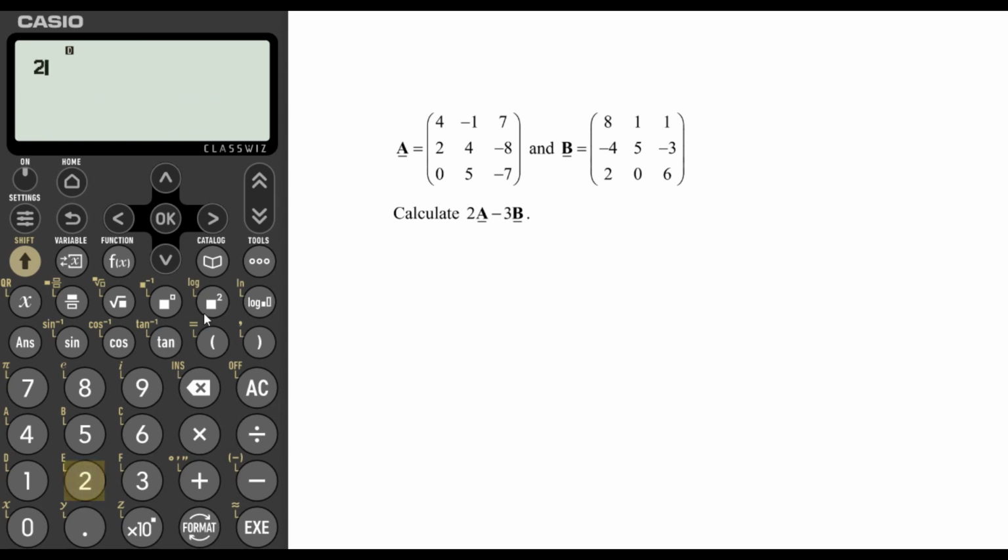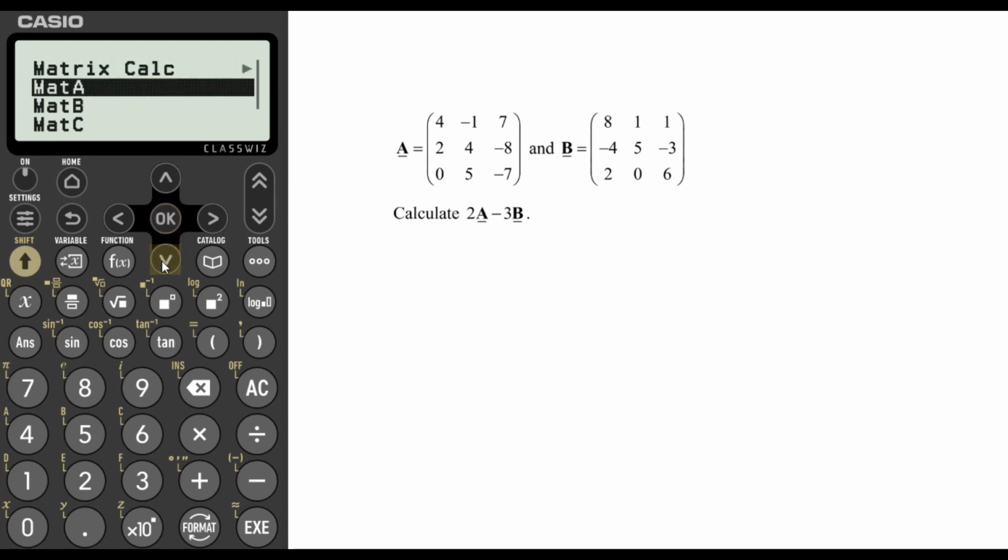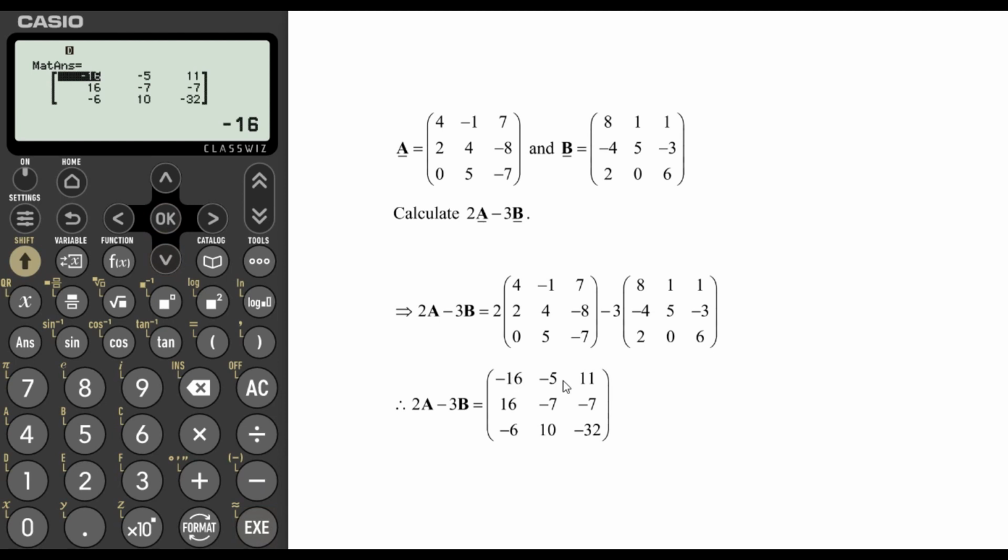So we have 2 multiplied by the matrix A. So to load up matrix A, we press catalogue, matrix, then scroll down to matrix A. Then we subtract 3 multiplied by the matrix B. So to load up matrix B, press catalogue, matrix, and scroll down to matrix B. And if we work this out, you will find we get minus 16, 5, 11, 16, minus 7, minus 7, minus 6, 10, minus 32.